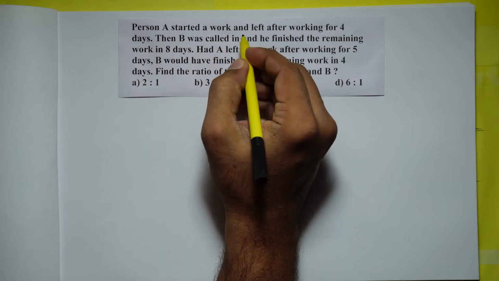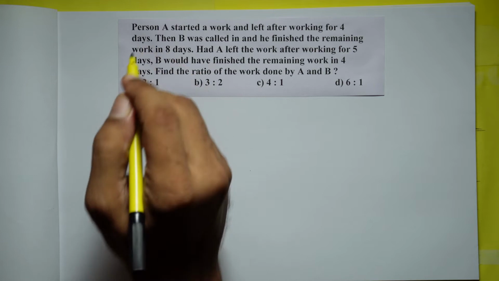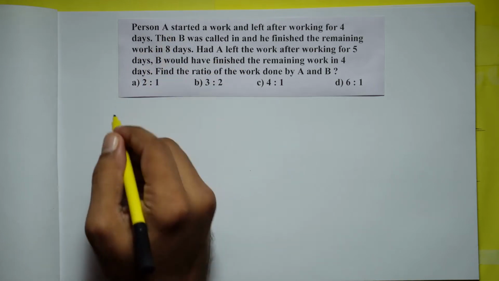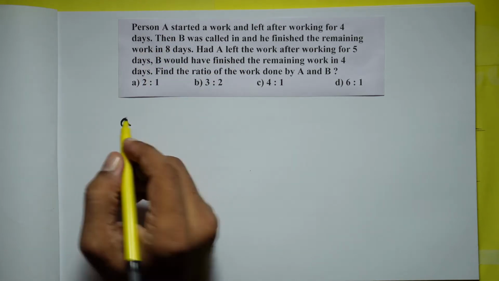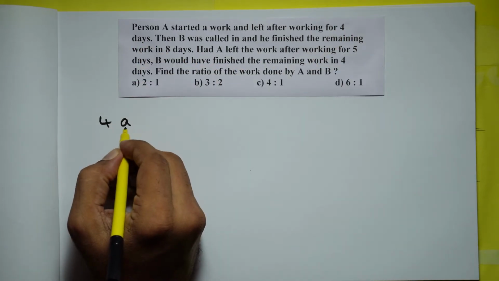Person A started a work and left after working for 4 days. So we will assume that a person A, every day he can do A amount of work, and like that for 4 days. So in 4 days he will do 4A amount of work.